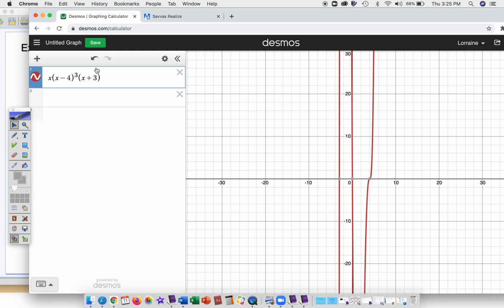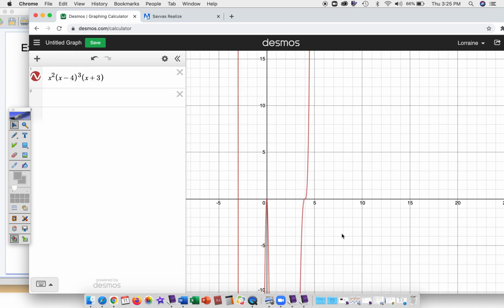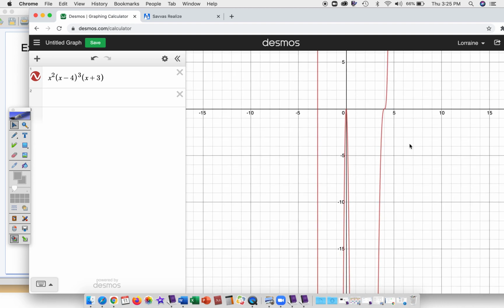Okay, and I could change it for any factor. So if I change it for the x, if I make that an x squared, there we go. I got a turning point. Let me see if I can stretch it out a little bit, because you see it is touching, coming back down.